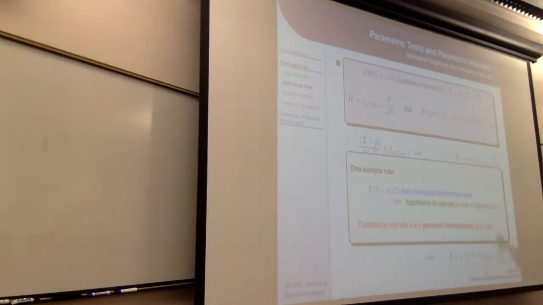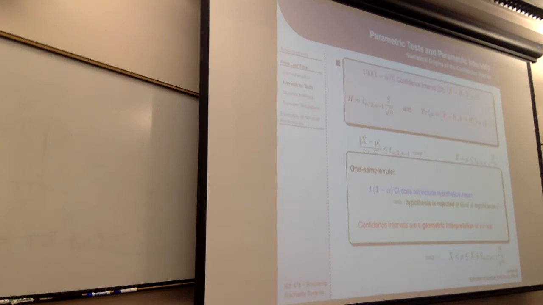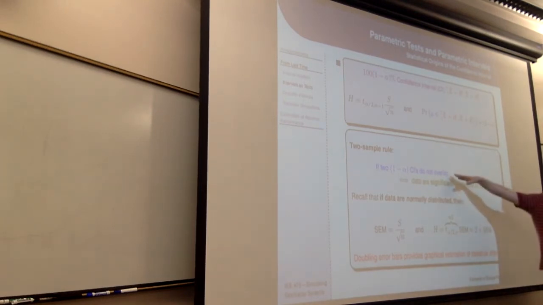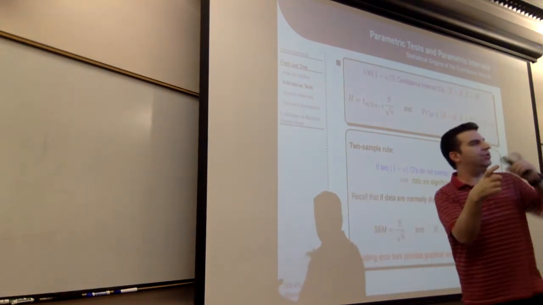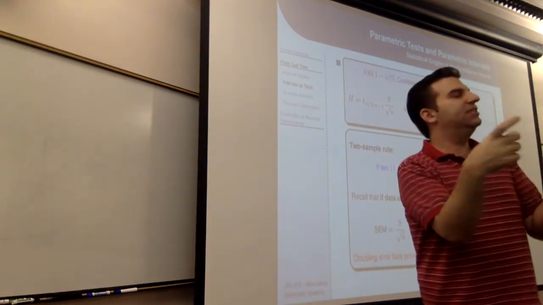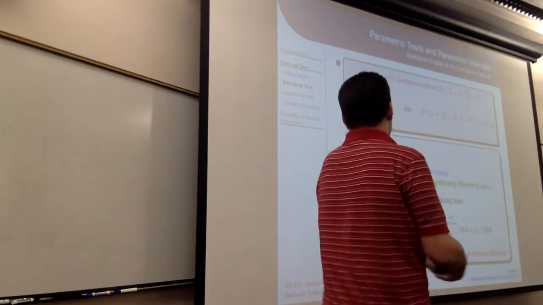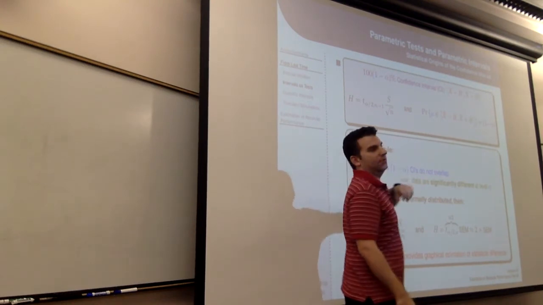So that's the simple rule for evaluating a one-sample t-test without actually having to do a t-test. A two-sample rule is: if I give you two confidence intervals of independently drawn data, and they do not overlap, then the processes that generated these two confidence intervals probably don't have the same distribution underneath them. This is a graphical depiction of a two-sample t-test.